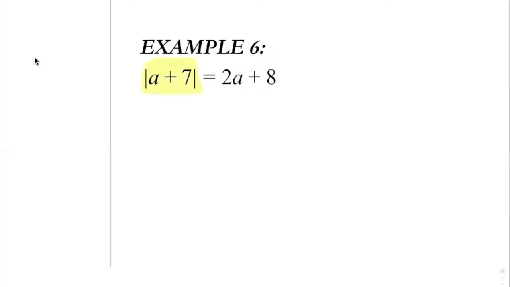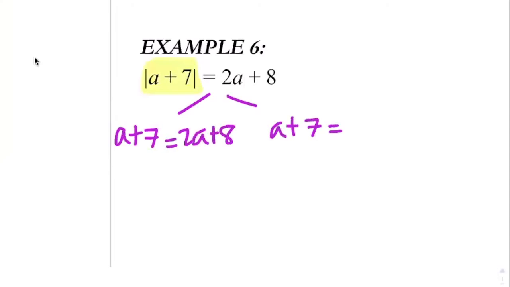We're going to proceed to step 3, where we separate it into a positive and a negative case. So we have |a plus 7| equals 2a plus 8, and then we have a plus 7 equals negative (2a plus 8). So we're going to make that whole entire right side negative, and we'll talk about how to deal with that in just a second.